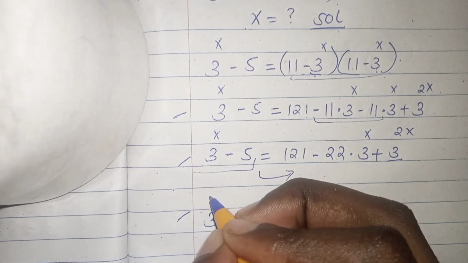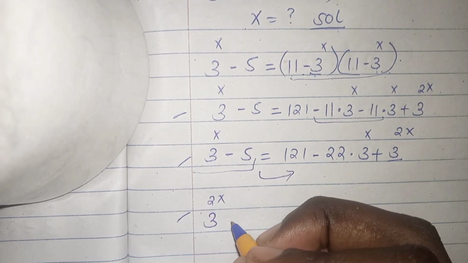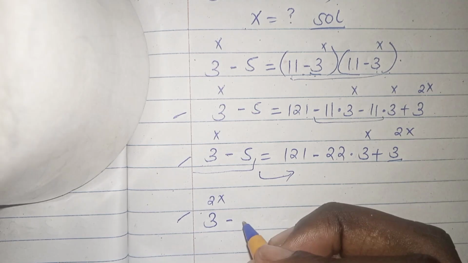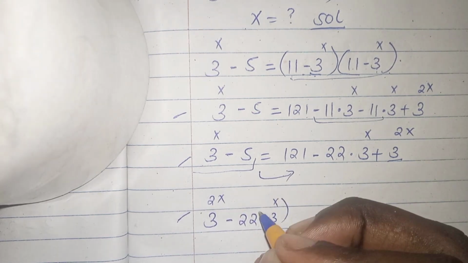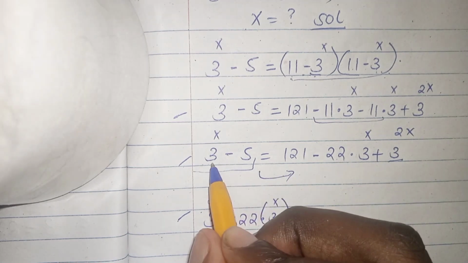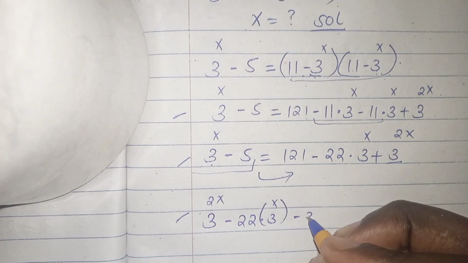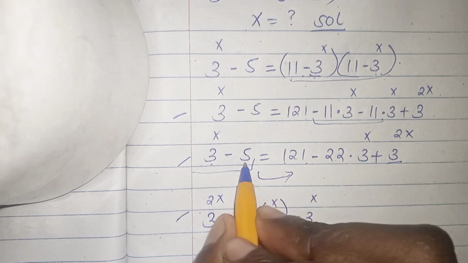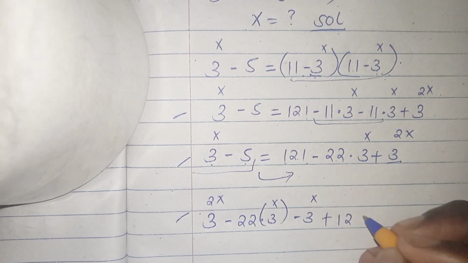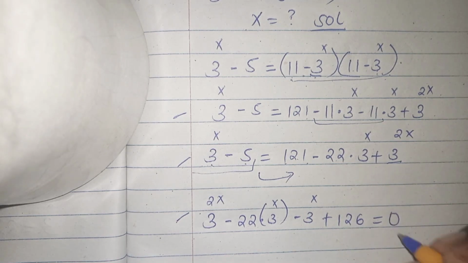So 3^(2x) minus, we shall then have 22 times 3^x, so this will be into bracket. Then this will become minus 3^x. We then have 121 plus 5, so this is 126 equals 0.